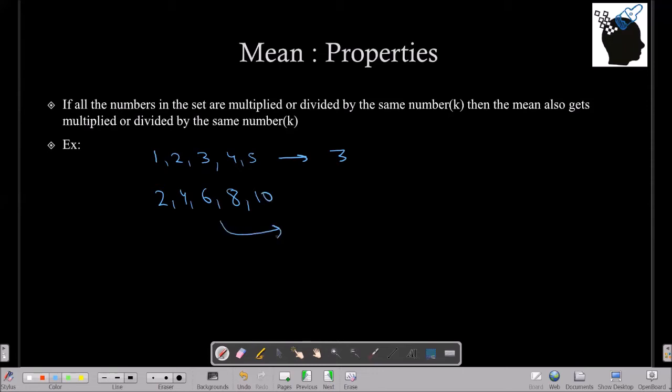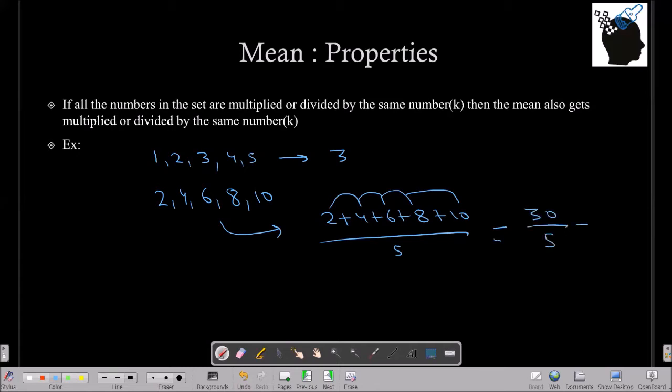Let's try to find out the mean of this set. So this becomes sum of all the numbers divided by total number of numbers, which is 6 plus 6, 12, 12 plus 8, 20, 20 plus 10 is 30, divided by 5, which is nothing but 6. So we multiplied all the numbers in the set by 2, and even the mean got multiplied by 2.